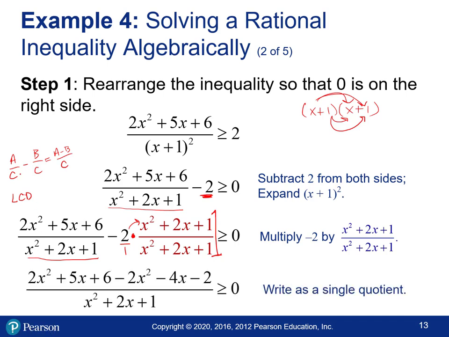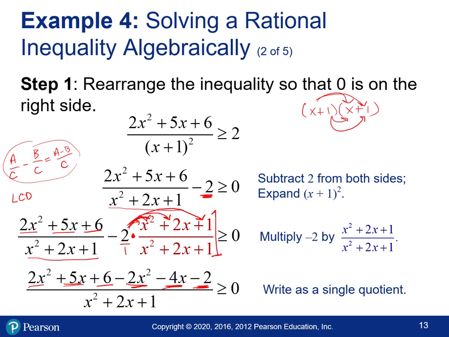Okay, so once you have the common denominator, just like we did back here, you can go ahead and combine the numerators. So notice you still had your 2x squared plus 5x plus 6. But then if you distribute the -2, you have -2 times x squared, which is here, -2 times 2x, which is -4x, and negative 2 times 1, which is negative 2. So that's where all that came from. Now this looks ugly, but that's okay. Watch what happens if we combine like terms.